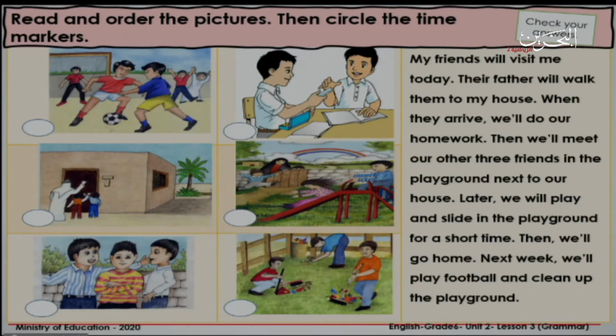Here we have got a paragraph, and we need to read the paragraph and order the pictures first, and then we need to circle the time markers. You have got 5 minutes to do this task.